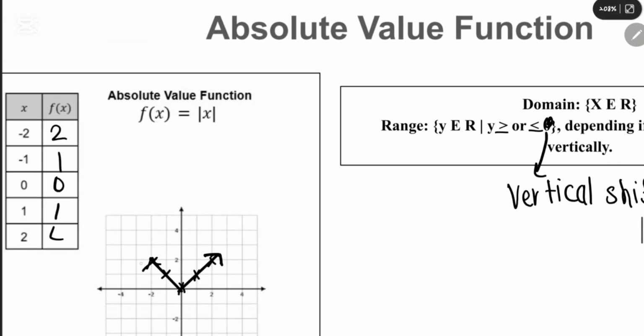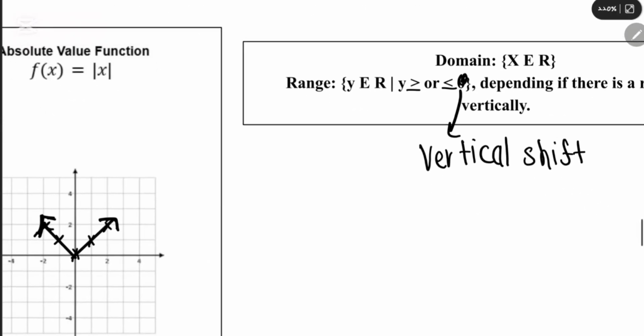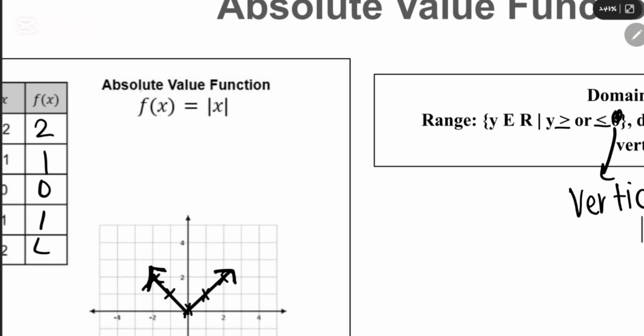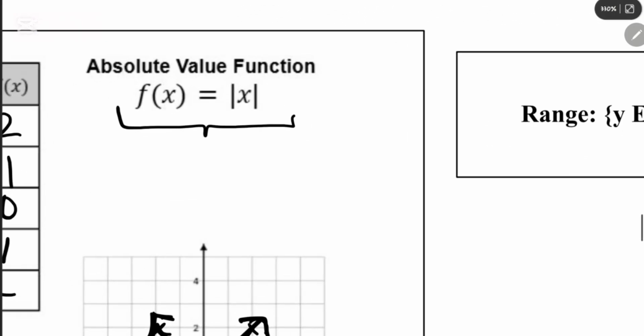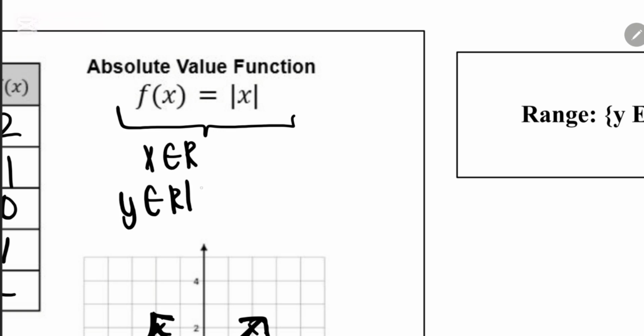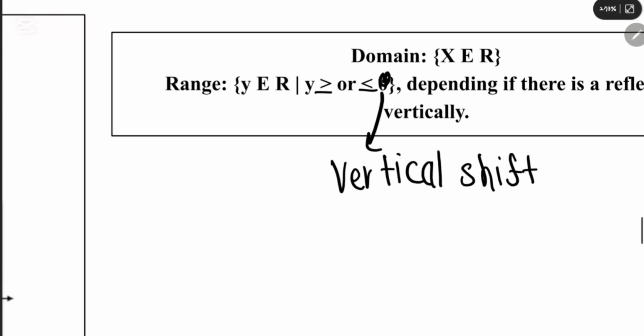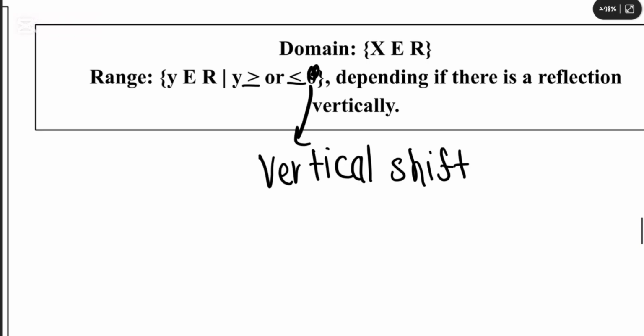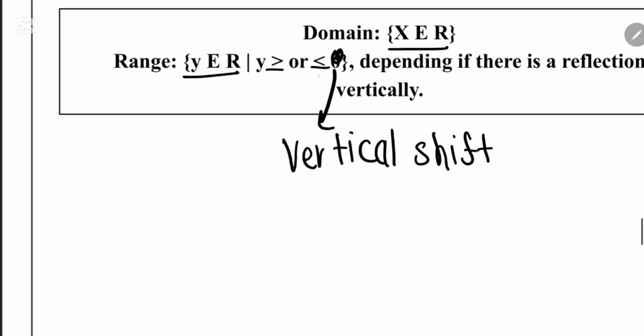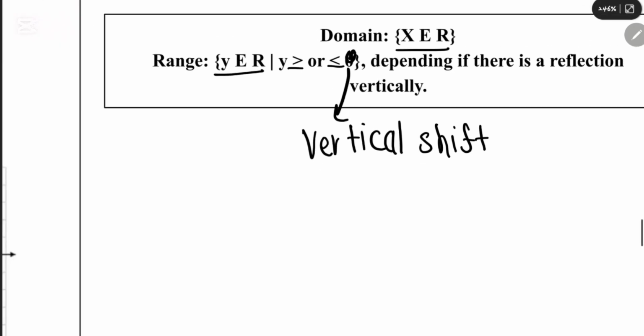Arrows at both ends, obviously very important. Alright. Your domain and range of the parent function is going to be x ∈ ℝ, and your range will be y ∈ ℝ such that y is bigger than or equal to 0. For transformed graphs, your domain will also be x ∈ ℝ, but your range will be y ∈ ℝ such that y is bigger than or equal to, or smaller than or equal to, whatever vertical shift you have.